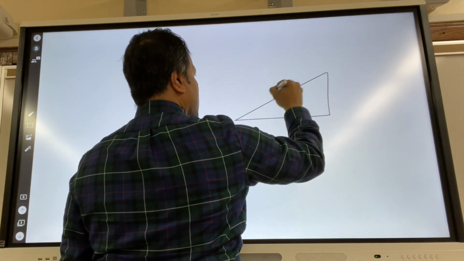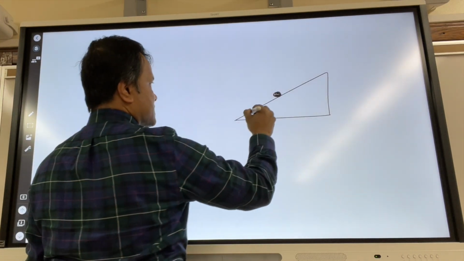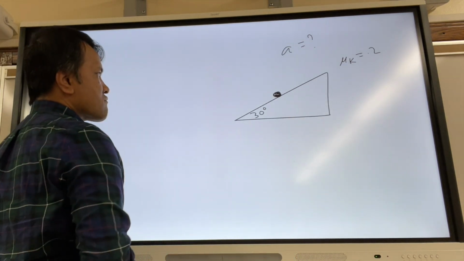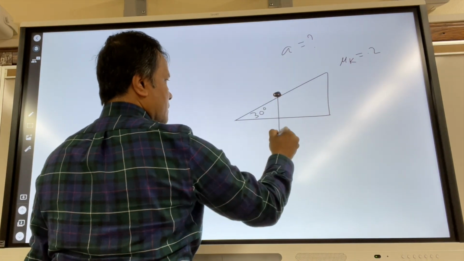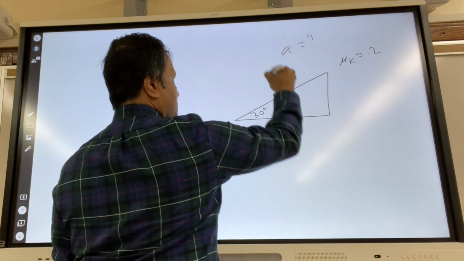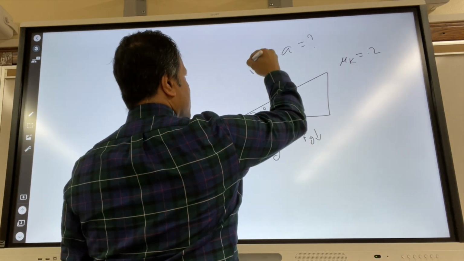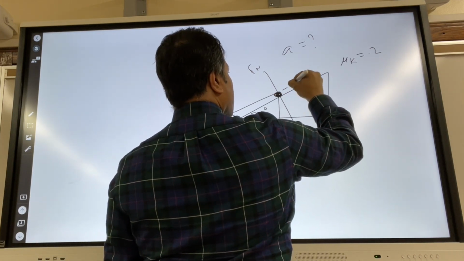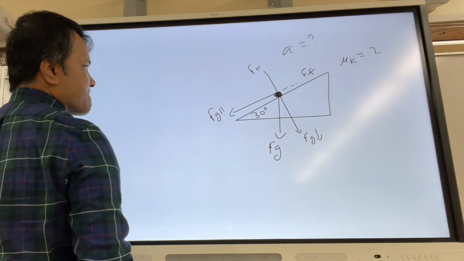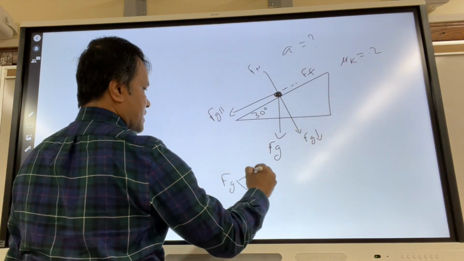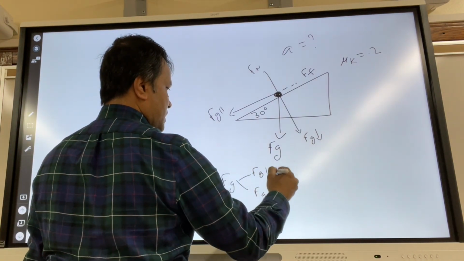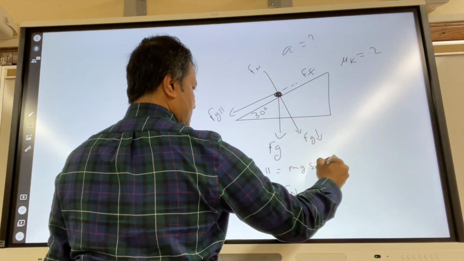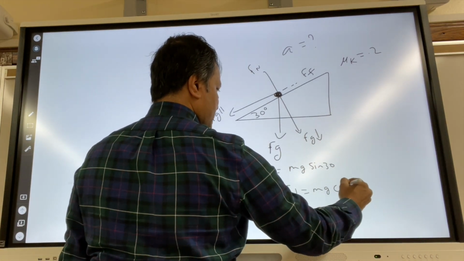Consider a mass, alright, on an incline, and this is 30 degrees, and let's say mu k is given. Find the acceleration. Okay, so what are the gravitational components? There are two of them. This is Fg perpendicular, this is Fn, this is Fg parallel, and this is Ff. Okay, so now Fg has Fg parallel and Fg perpendicular. Fg perpendicular is Fn, Fg parallel is mg sine 30, and Fg perpendicular is mg cosine 30.